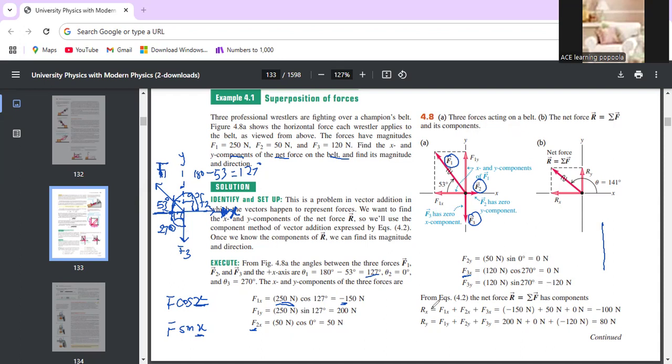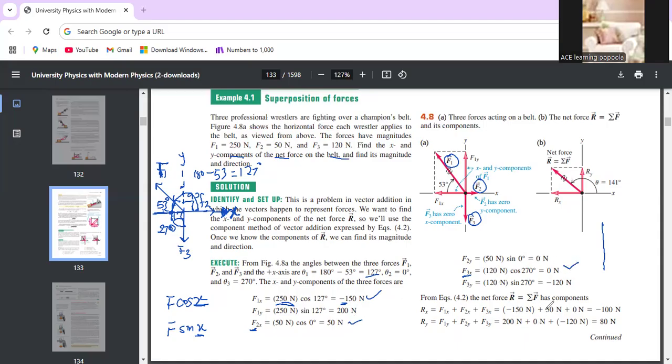So now the next thing to do, since we've resolved the three vectors into their vertical and horizontal directions, is to add them together since they are now in the same directions. So in the x direction, these are the forces: minus 150, we have this, and we have this, and we have this.